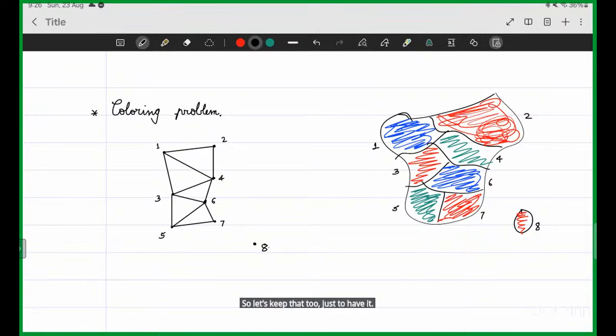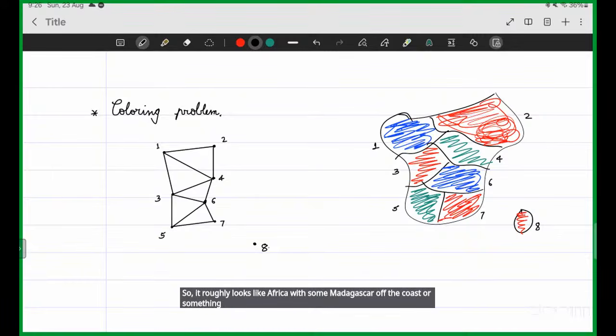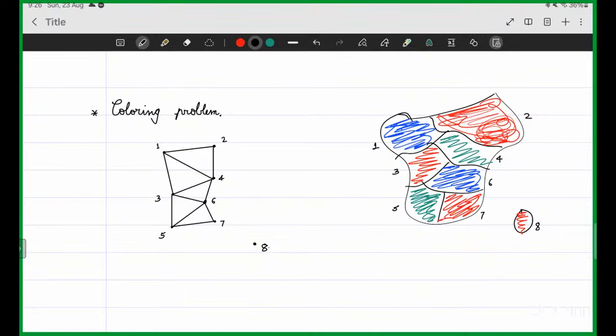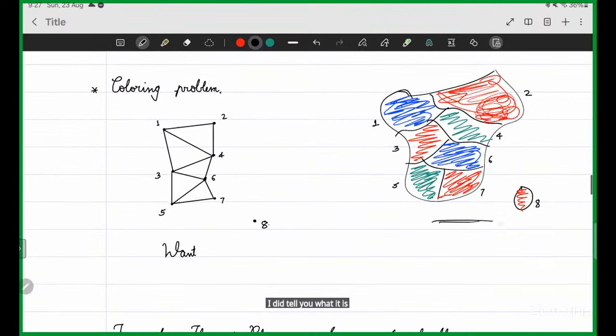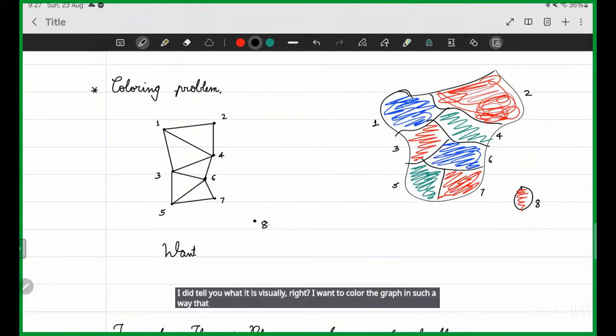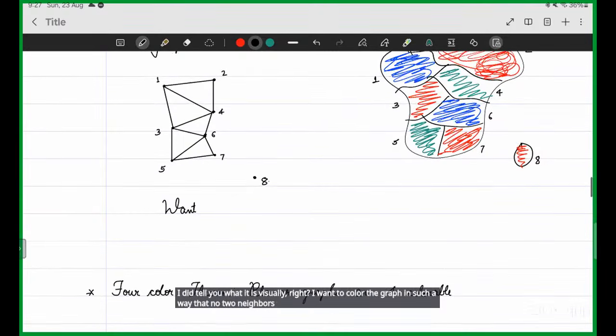So it roughly looks like Africa, with Madagascar on the coast or something. Yeah. So now, in terms of graph theory, what we want is... I did tell you what it is visually, right? I want to color the graph in such a way that no two neighbors share the same color.